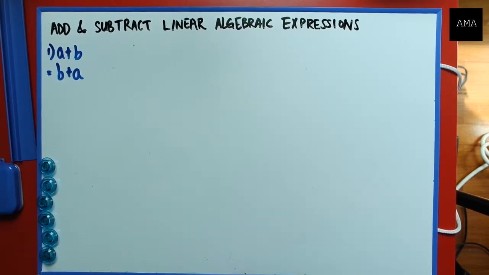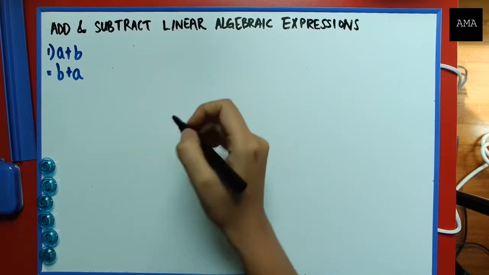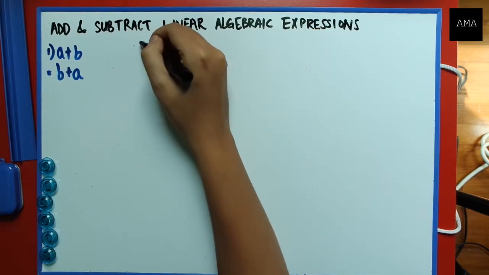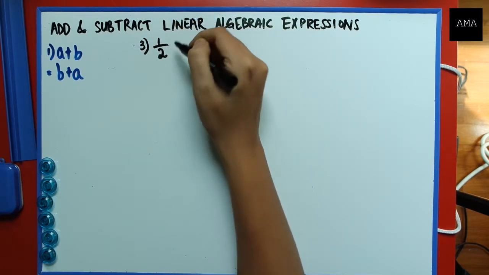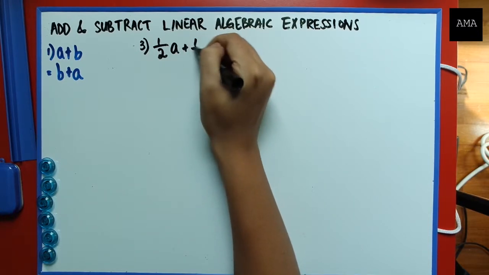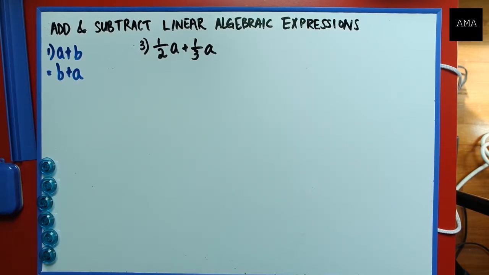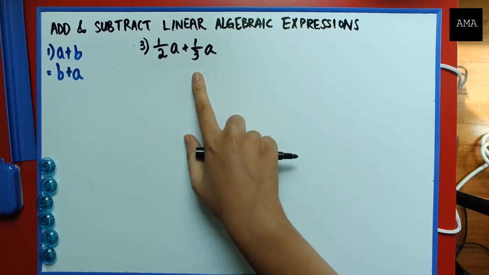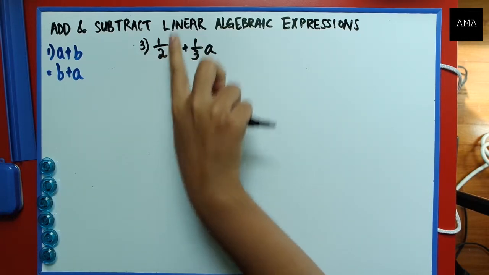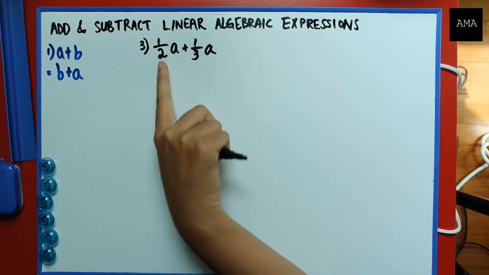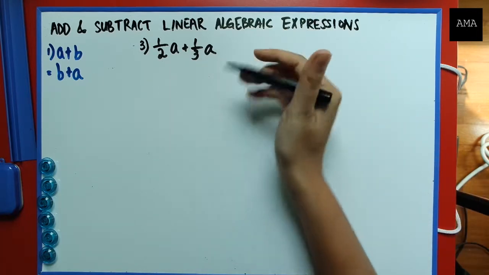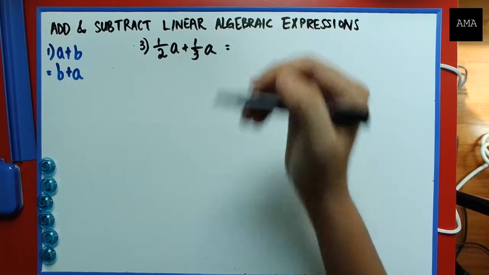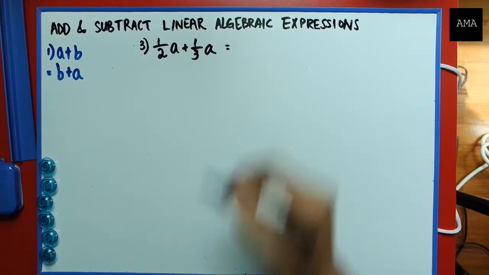Okay, what do I mean by fractional coefficient? It's nothing too difficult. I'll give you an example. So now we're going on to point 3. Here, this is what I mean. The numbers on the left side of the variable are no longer whole numbers. It's no longer 2, 3, 4, 5. It is fractions. So you do it in the same way as you would with whole numbers.